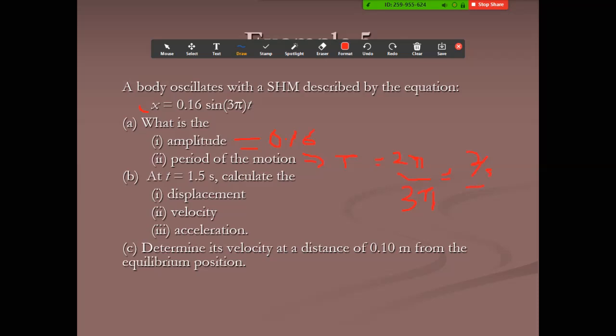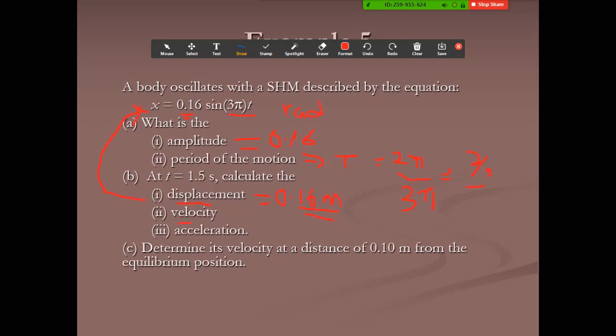Then the displacement at 1.5 seconds. What formula must you use? Straight away use this formula. I'm just checking whether you use your calculator correctly, in radian and not degree mode. Make sure the 3 pi t is in radian. So it is 0.16 times sine of 3 pi times 1.5 seconds. Since 0.16 is in meters, the answer is in meters.